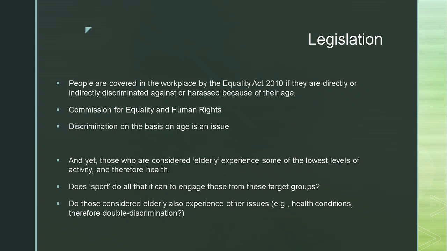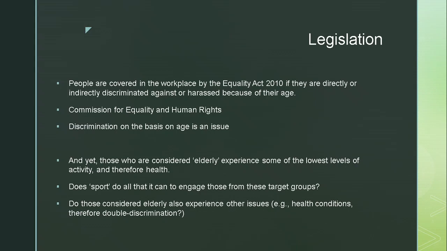So even though we've got this legislation, those who are considered elderly experience some of the lowest levels of activity and therefore health. And does sport do all that it can to engage those from these older target groups? I would certainly argue sport doesn't. Do those considered elderly also experience other issues like health conditions? And therefore, there's double discrimination at play here.